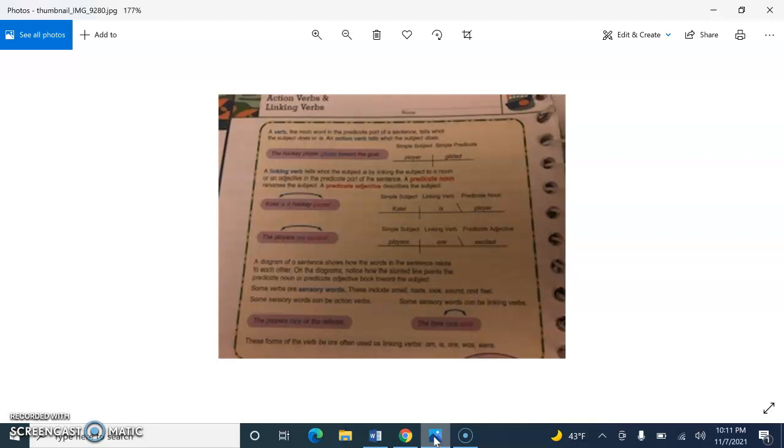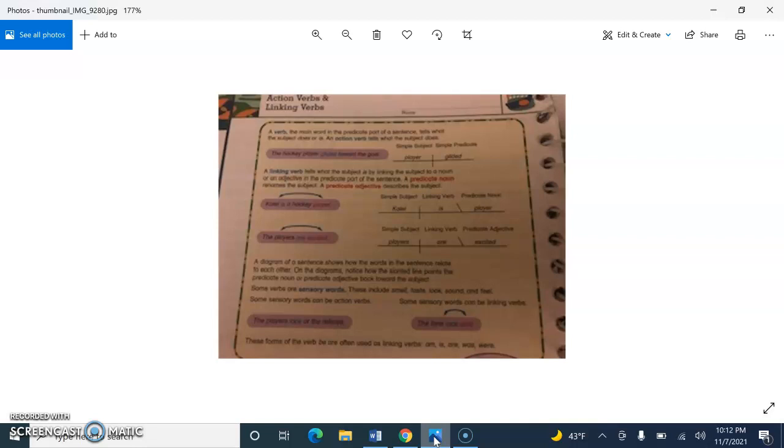Now, the new step we're going to take is how to diagram those words that rename or describe a subject when we have a sentence with a linking verb. Okay, so going down to the next paragraph, it says a linking verb tells what the subject is by linking the subject to a noun or an adjective. Now, an adjective is the official word for describing words. So it's called an adjective.